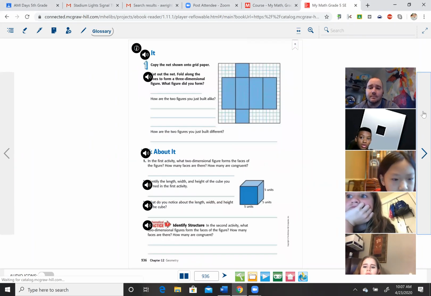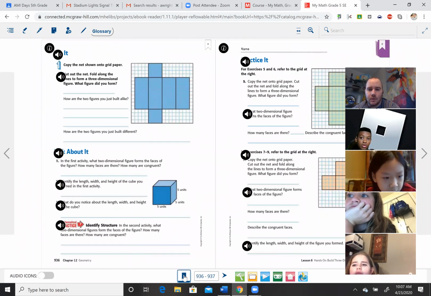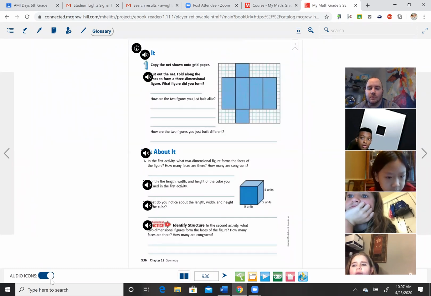How about that? Why are the audio icons still on? I want you to be single page and I want no audio icons. Anyway.